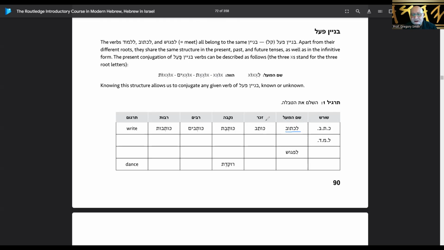Now notice this here, zecher. That means masculine. Nichva means feminine. Rabim means like mixed plural, masculine mixed with feminine could be plural. Rabot would be feminine plural. And now notice this, Targum. Targum, I think, is the translation.